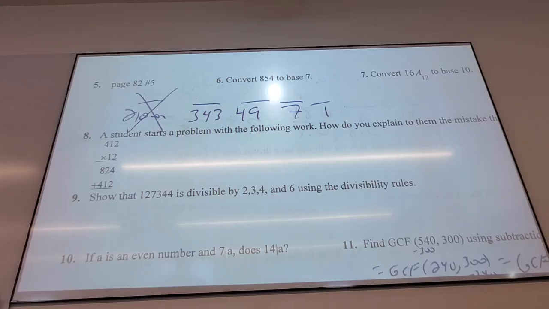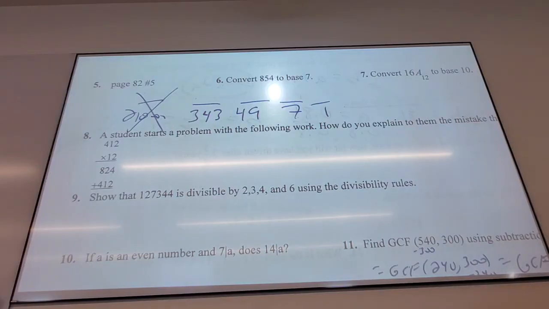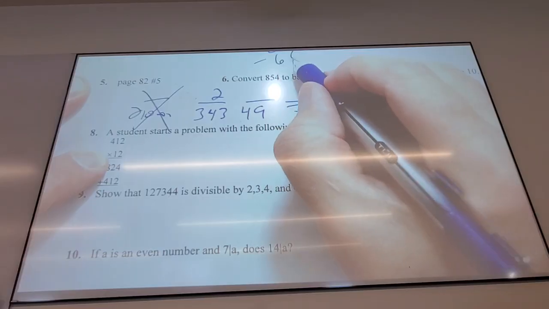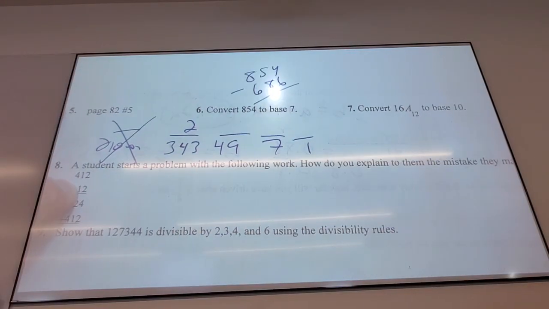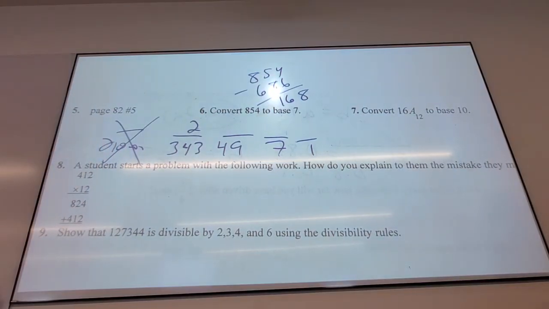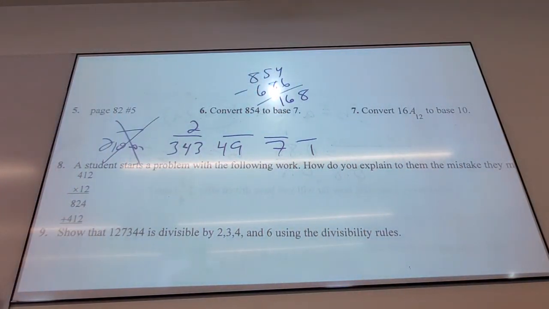Yeah. So take 854 divided by 343 and see what the whole number is. How many 343s can help me build 854? 2 of them. Now how much is left? 2 343s is 686, so 168 is left. Sounds about right, yes. And then you repeat. You just do it again. How many 49s take care of how much of 168? 3. 3 times 49 is 147. Take it away from 168.